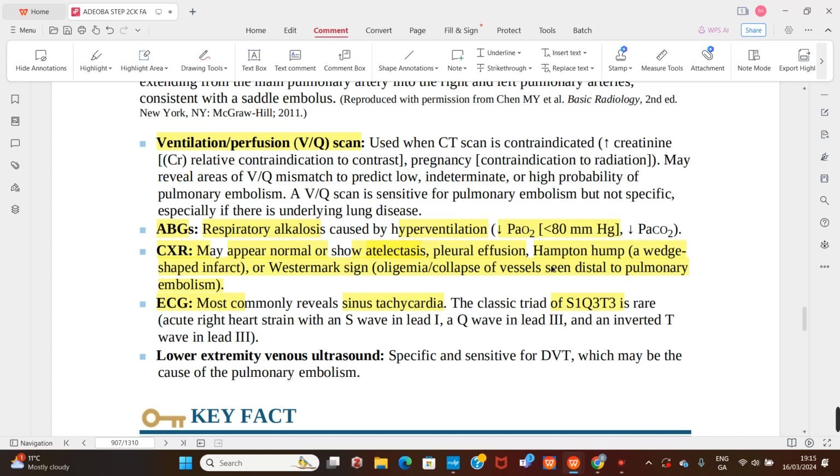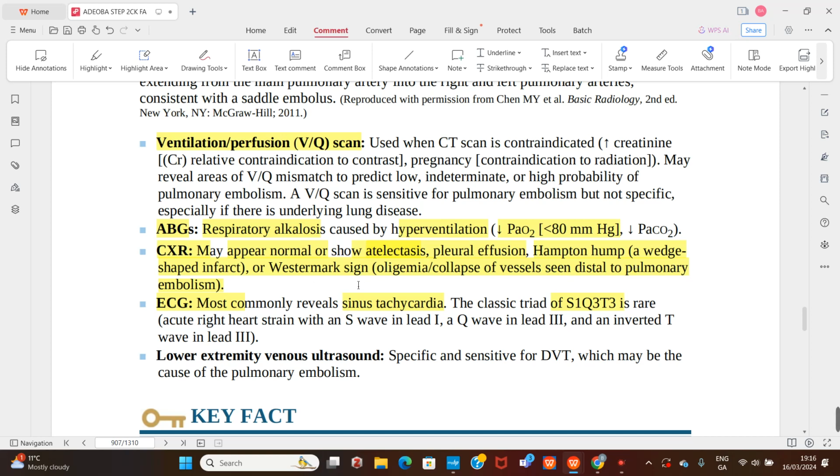So Hampton hump is another big name if you want to learn it. This is wedge shape infarct. So people with very large PE can have this wedge shape infarct, because anytime you have infarct in the lungs, it usually takes this wedge shape pattern, because of the way the lungs contain loose connective tissue. So the way the infarct looks in the lungs is wedge shape. So that's what you call the Hampton hump.